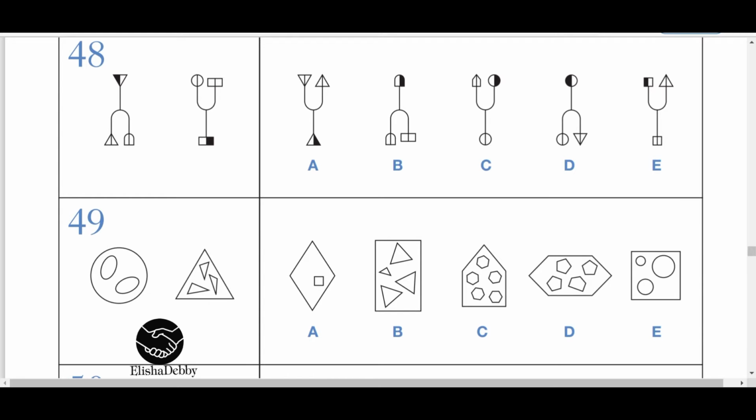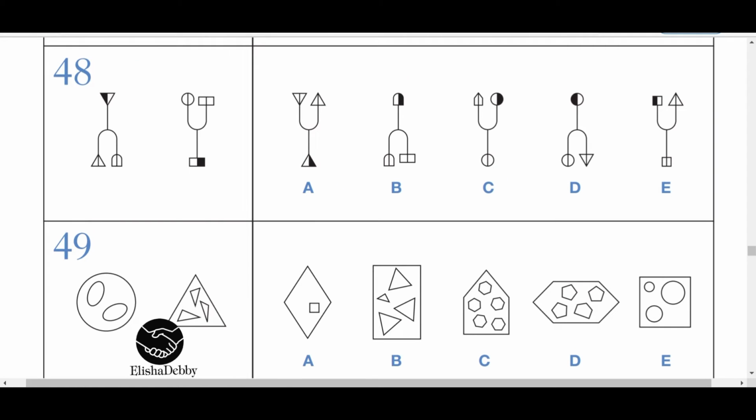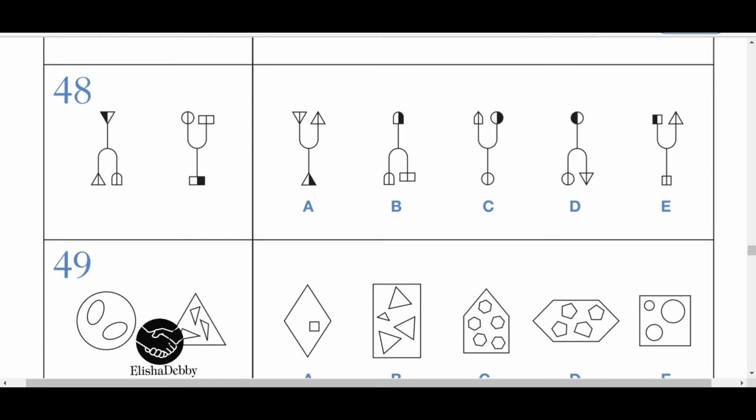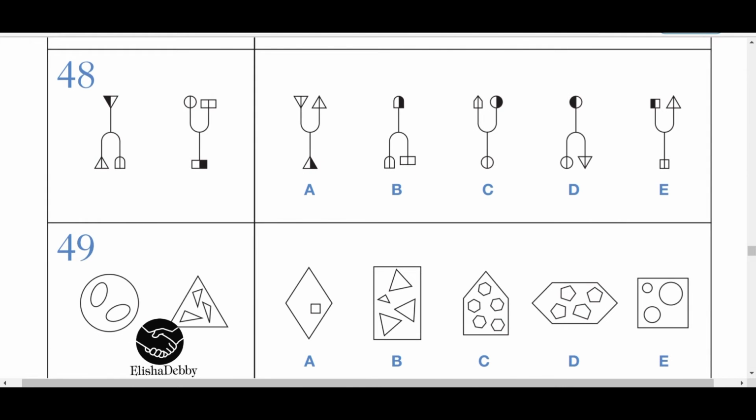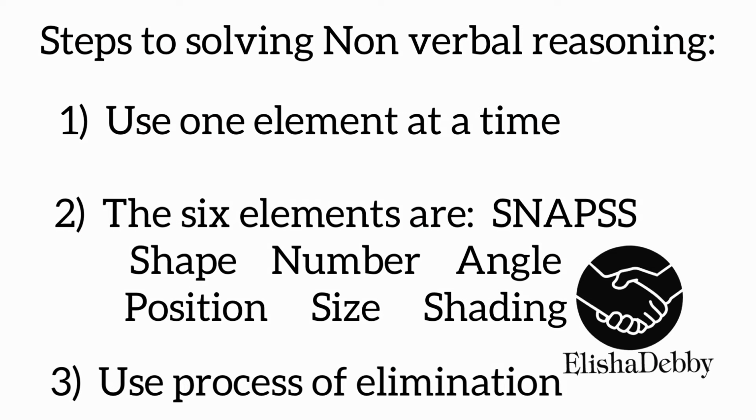Okay, for questions like this where you have to find out which of the shapes on the right are most like the ones on the left, what we do in this case are 3 things. Like I said before, always for nonverbal reasoning, 3 tips. Number 1, one element at a time. Look at one element at a time. Don't look at too many at a time. You'll miss it. One element at a time.